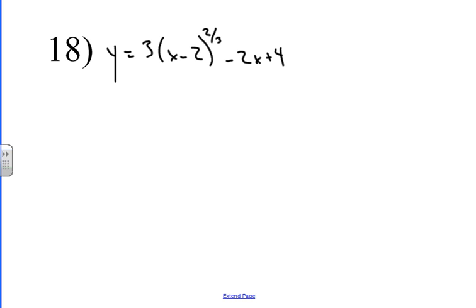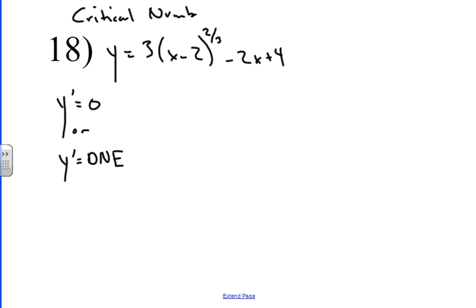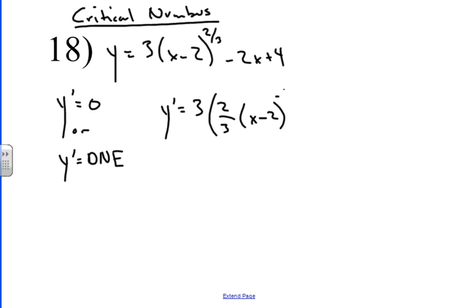We're asked to also find the critical point. So once again, we're going to find where y prime equals 0 or when y prime does not exist. That's how you find critical numbers. So we're finding the critical numbers in this problem. We find y prime first, and we take 3 times the derivative of this, which would be 2/3 (x minus 2), subtract 1, and we get negative 1/3, times the derivative of the inside, which is 1. Now we take the derivative of negative 2x, which is negative 2, and the derivative of 4 is 0. From here we're going to simplify it, and this will cancel out.